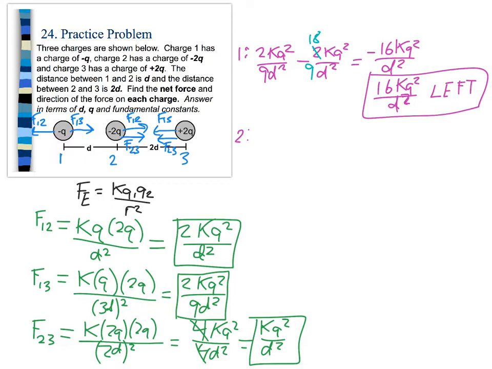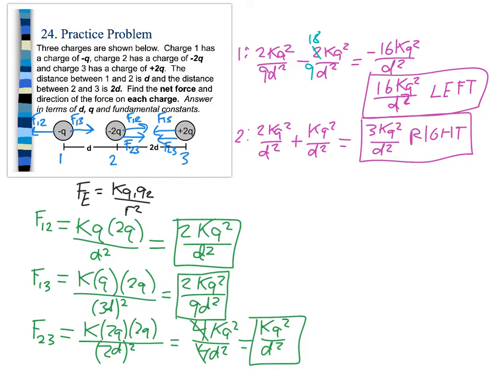Moving on to charge 2 here, I'm going to be combining F12 and F23. So F12 is going to be 2kq squared over d squared plus F23, which is kq squared over d squared, and those end up becoming 3kq squared over d squared. Since it's positive, the direction of that force is going to be to the right.